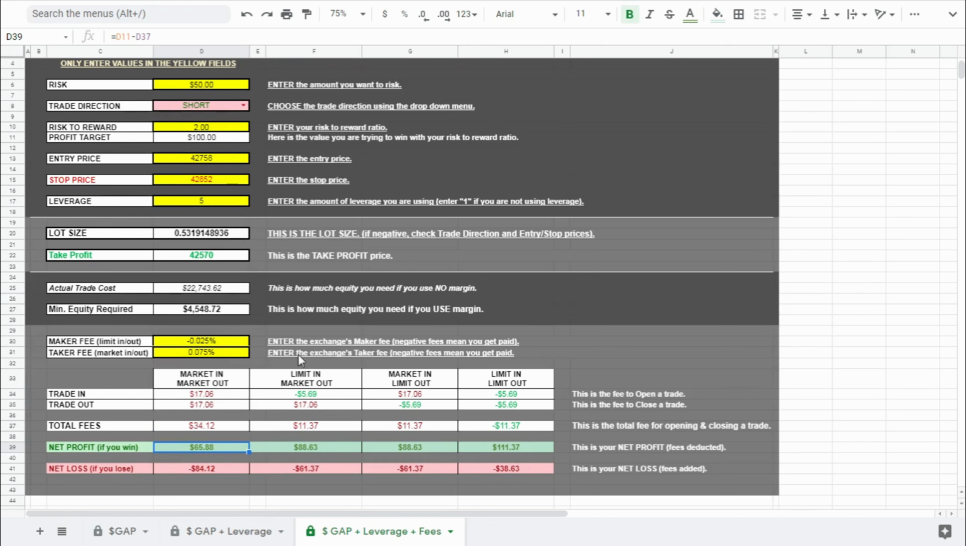Best case scenario, in the Bybit situation, you're actually going to make more. So in this case, it's great if you limit in and limit out. So you're going to make your 100 plus the fees that you're getting paid. You're actually going to make $111.37. Fantastic. Now remember, that's if you're with Bybit.